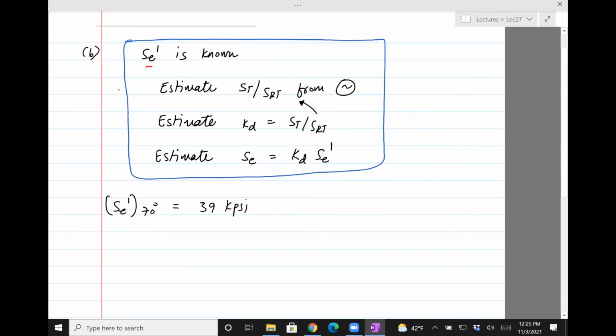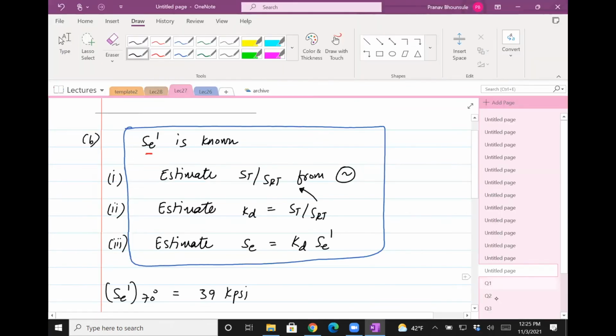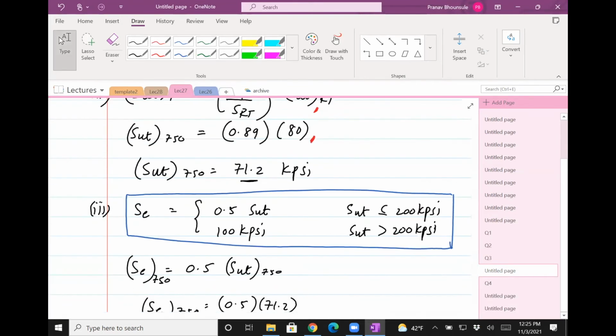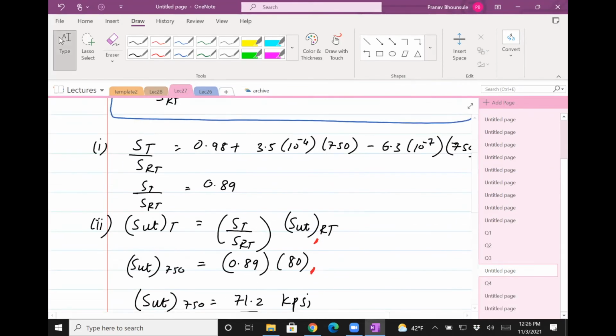Okay, so let's just use this. Let's call this 1, this 2, this 3, and let's go 1. So estimate ST divided by SRT. Now that's going to be the same, right? Because it's basically the ratio, and we already computed that. So if you go back and see the formula, here it is. Right, we already did this calculation. It's 0.89. So let's call this 1.